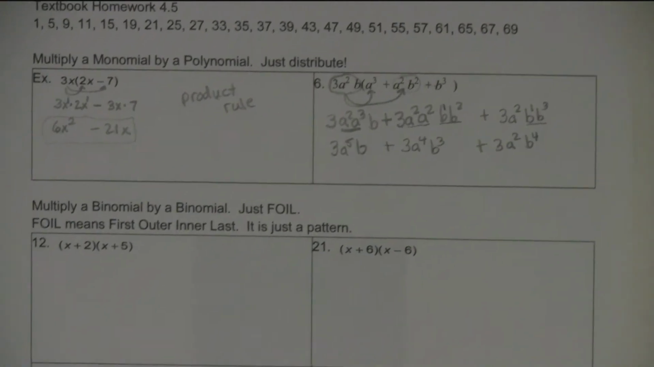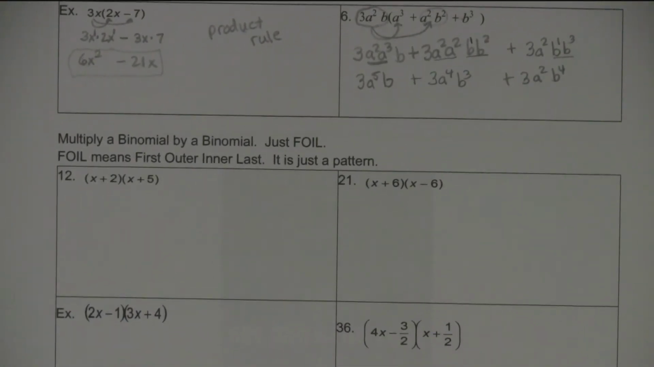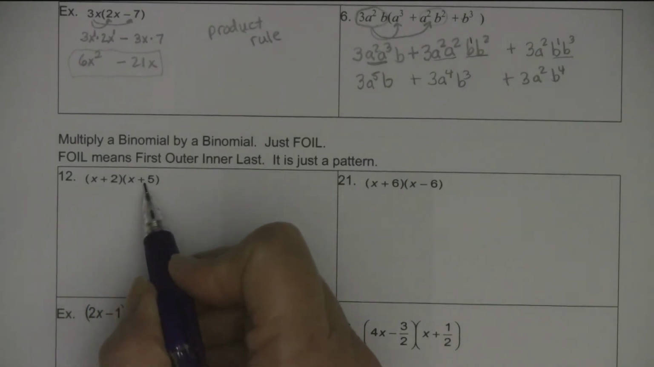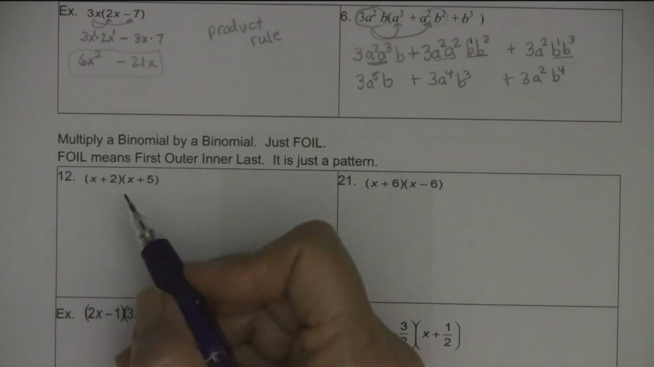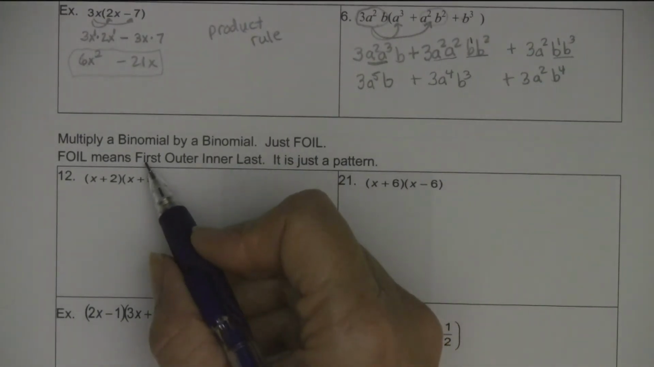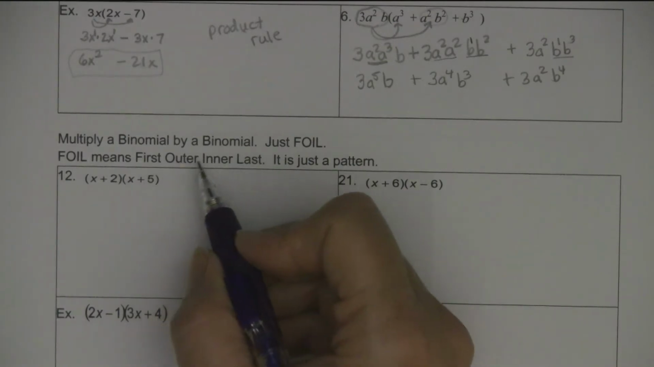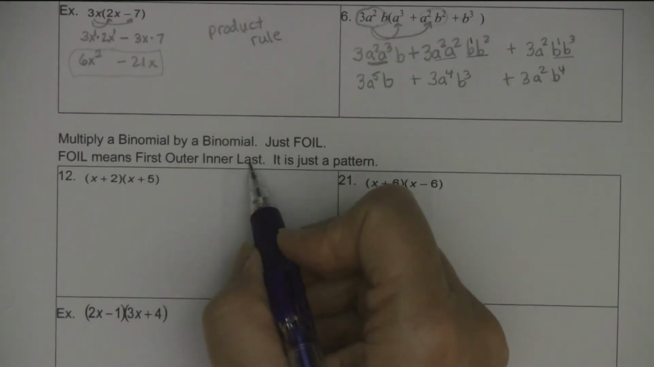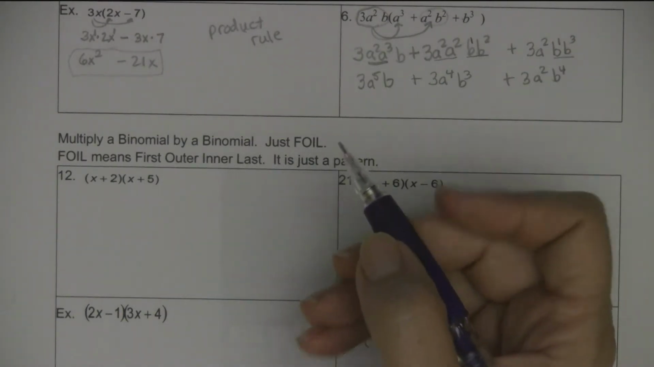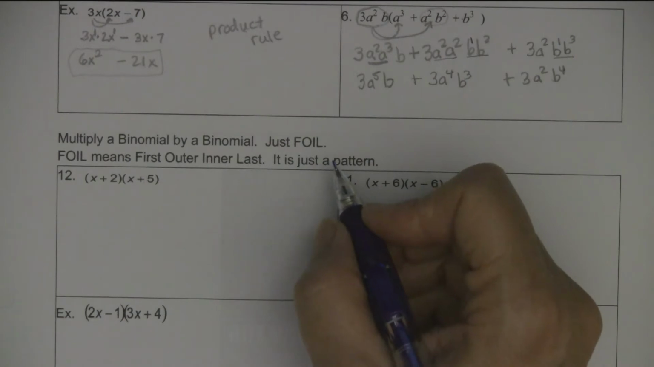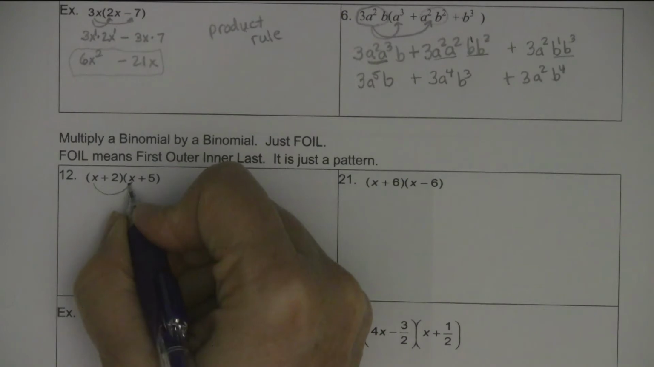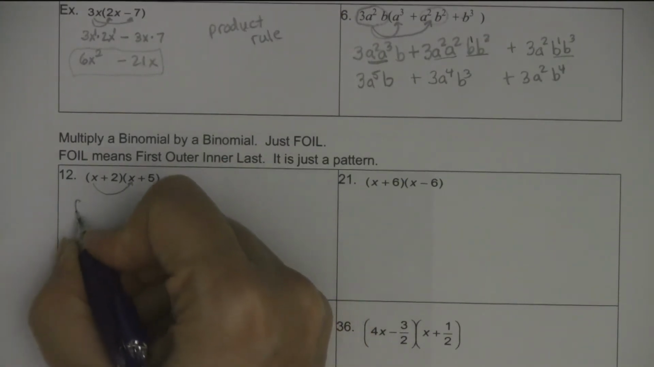Okay? Then they talk about multiplying a binomial times a binomial. So this is a binomial, and that's a binomial. And they say that how you do it is by FOIL. And FOIL is an acronym that means do the first, then the outer, then the inner, then the last. And I'm going to show you, and it's just a pattern. I'm going to show you the pattern, and that pattern is the distributive property twice is what it is. So you multiply the x times this x, and they call that the first.